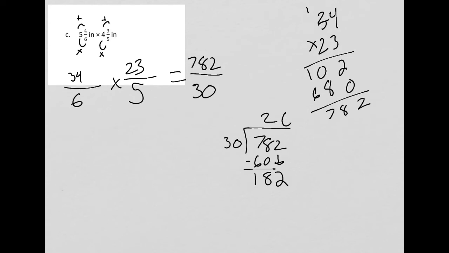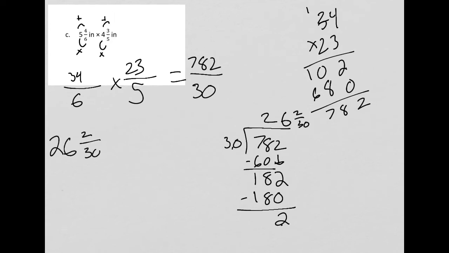So that should be able to go in 6 times, because 6 times 30 is 180. And I get 2 as a remainder. No more numbers to bring down. I'm going to keep this as a fractional answer because I'm dealing with fractions. So I'm going to do 26 2/30ths.